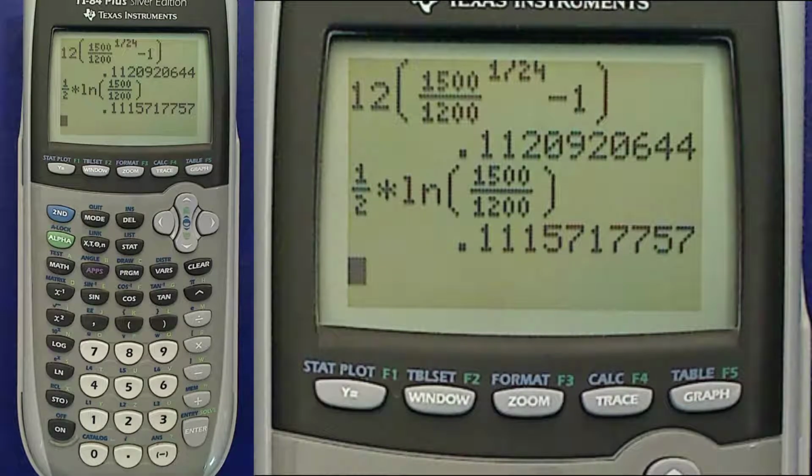If you were to work for a longer period of time than just 2 years, then you might get very different numbers for these calculations. But so there you go. R is 0.1115 versus 0.11209.